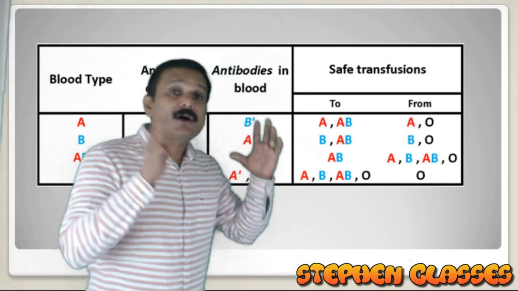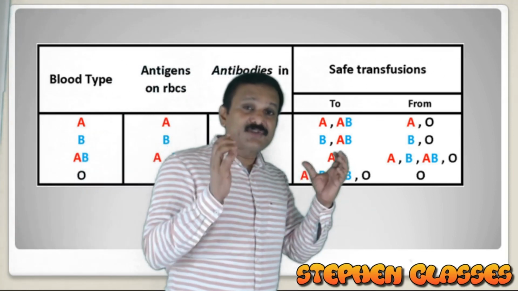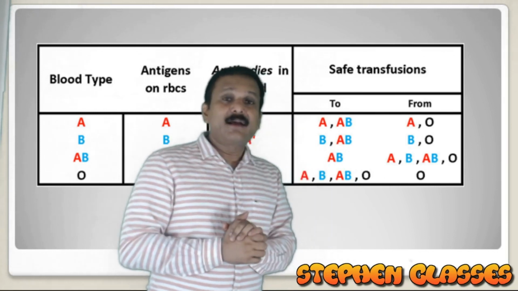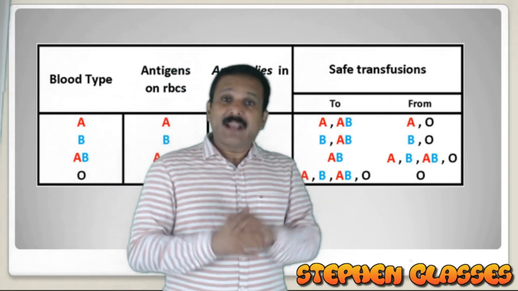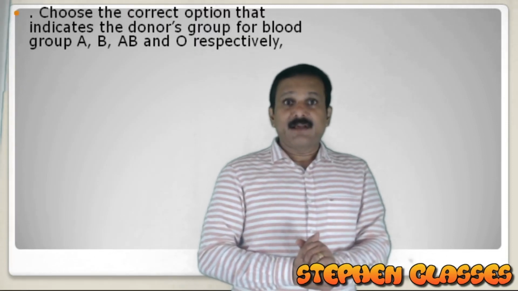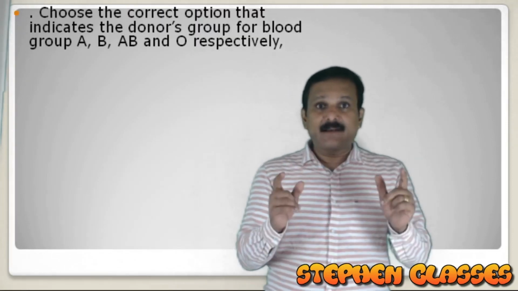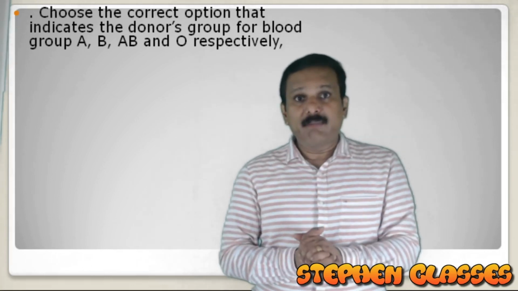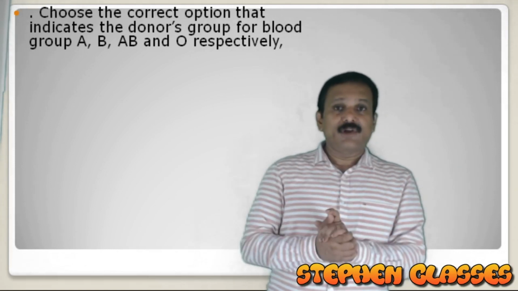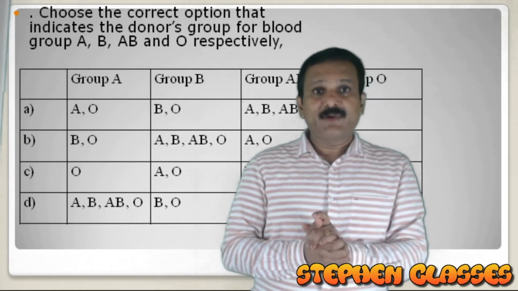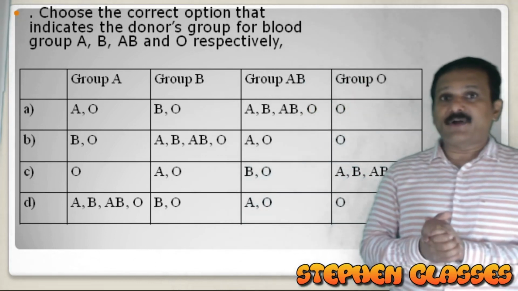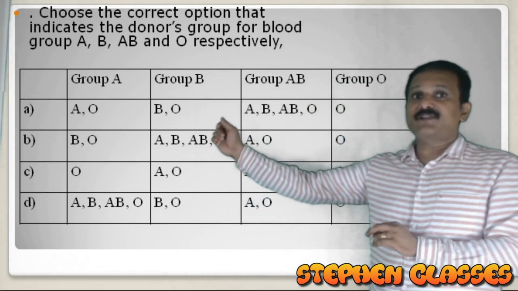Okay. So the donor group for each type of blood you should keep in your mind. You have to learn it by heart. So now we can answer the questions. We have the question on the screen now. Choose the correct option that indicates the donor group for blood group A, B, AB and O. So we can answer it very easily. For donor group, which is the correct option here?